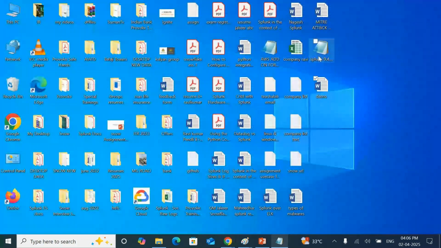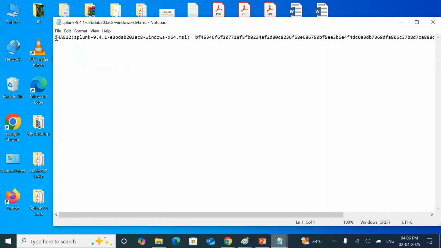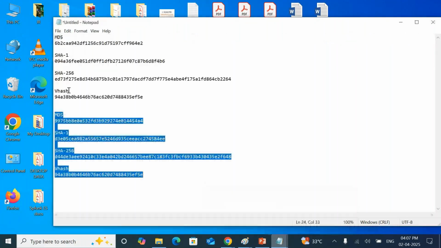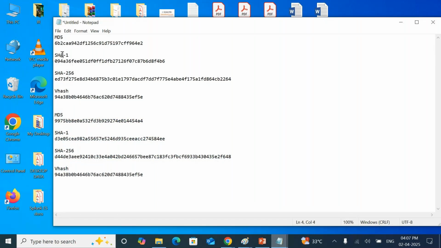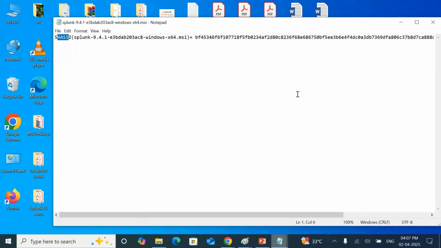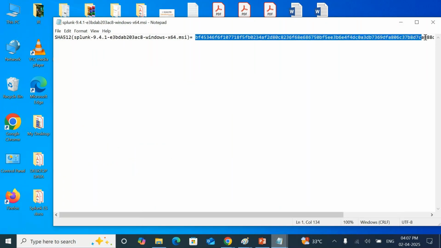This is the hash key, SHA512. Actually, up to now I showed you 256 only: SHA-256, SHA-1 and MD5. This is the SHA-512 hash key.